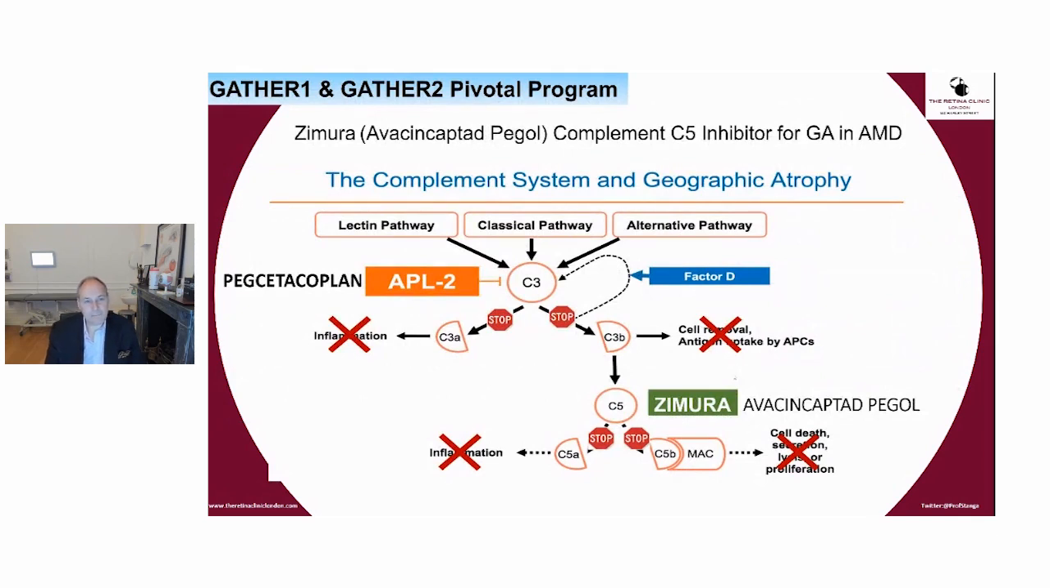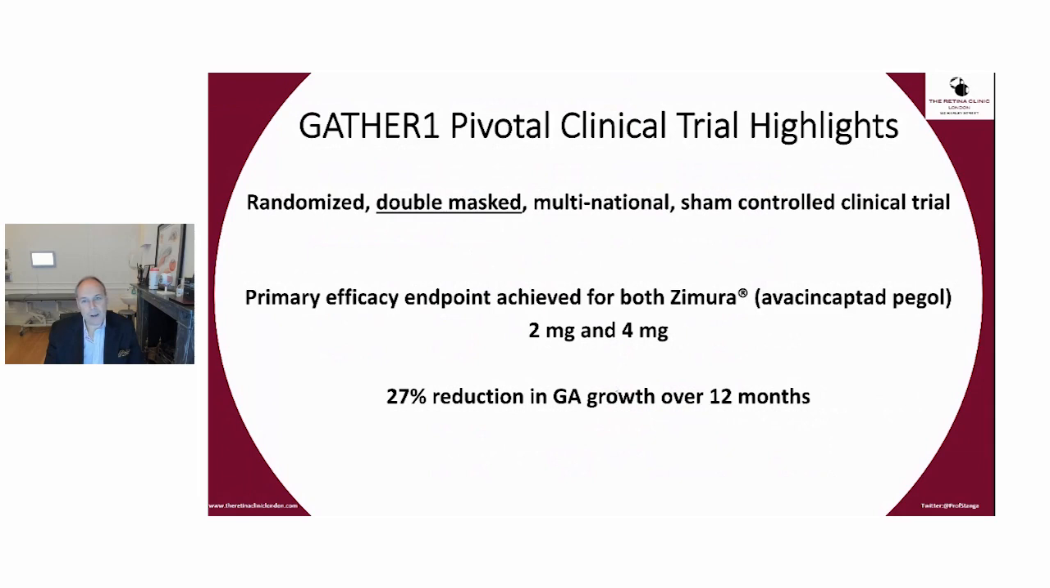Zimura, or avacincaptad pegol, is a complement C5 inhibitor. So it works lower down within the complement cascade. And this is a drug developed by Iveric Bio. So the GATHER1 pivotal clinical study was a randomized, double-masked, multinational, sham-controlled clinical trial. It looked at the primary efficacy achieved by Zimura at 2 and 4 milligrams, and it showed 27% reduction of GA growth over 12 months.